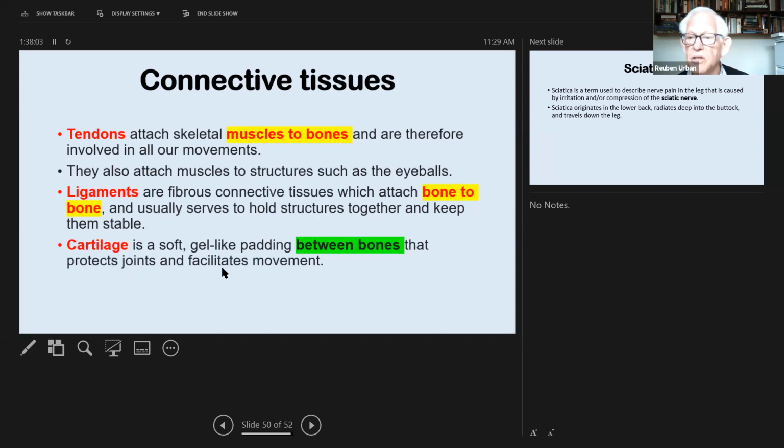Cartilage is soft, so cartilage is in the nose, the ear, all over the body. You get cartilage between bones. You also have it in the jaw, lower jaw, and the skull. You get cartilage pads. So it stops the bones rubbing against each other, and it helps the smooth movement of the bone.